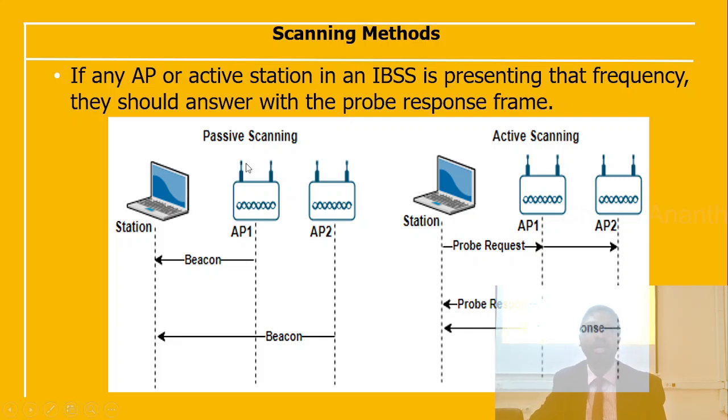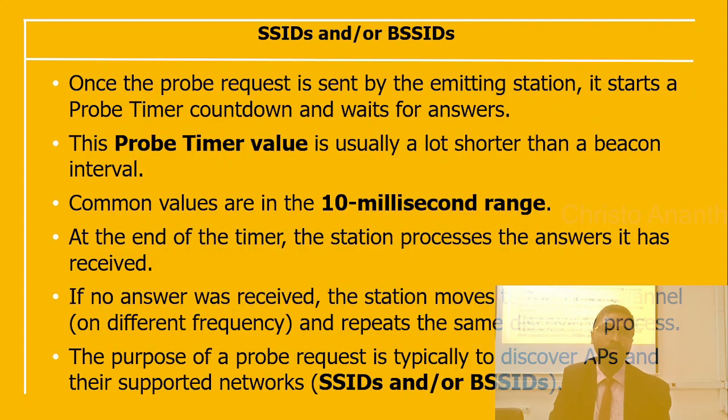Here we have passive scanning: station, access point 1, access point 2. Access point 1 beacon, then access point 2 beacon. Active scanning: probe request to access point 1 and access point 2. If you get a probe response, that means okay, connection. Once a probe request is sent by the emitting station, it starts a probe timer countdown and waits for the answers. If no answer is received, there is no connection.